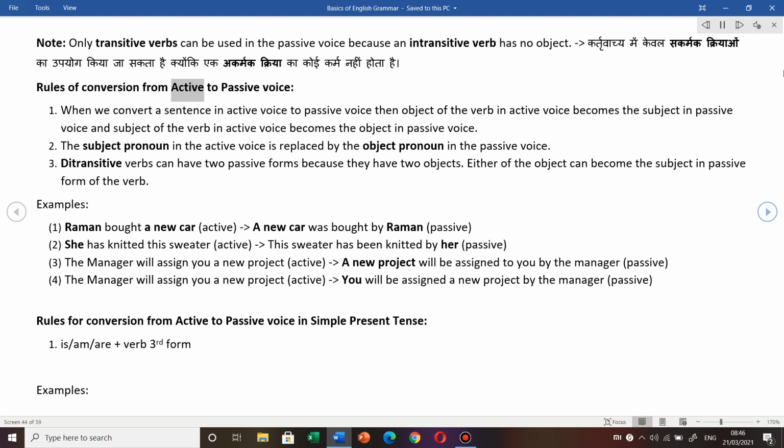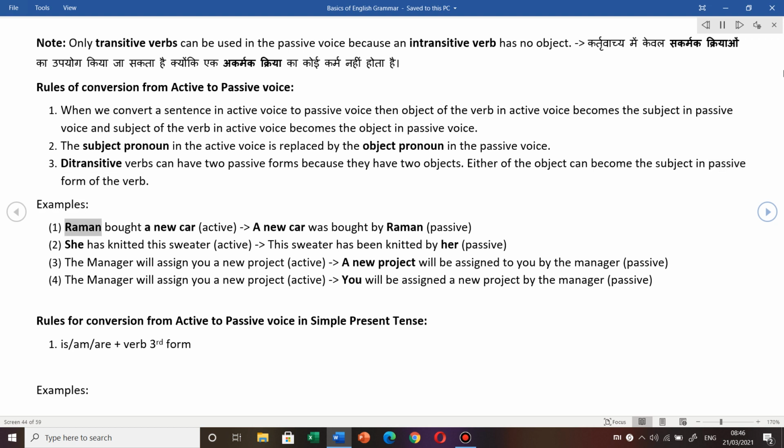Rules of conversion from active to passive voice. When we convert a sentence in active voice to passive voice, the object of the verb in active voice becomes the subject in passive voice and the subject of the verb in active voice becomes the object in passive voice. The subject pronoun in the active voice is replaced by the object pronoun in the passive voice. Ditransitive verbs can have two passive forms because they have two objects. Either of the objects can become the subject in the passive form of the verb.